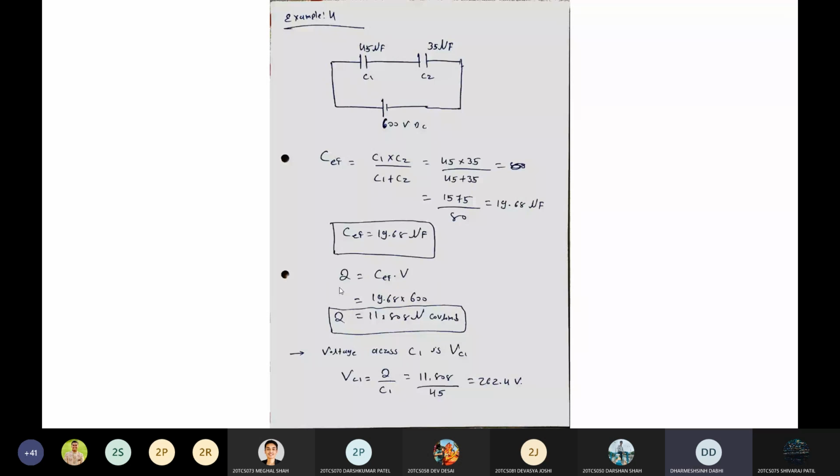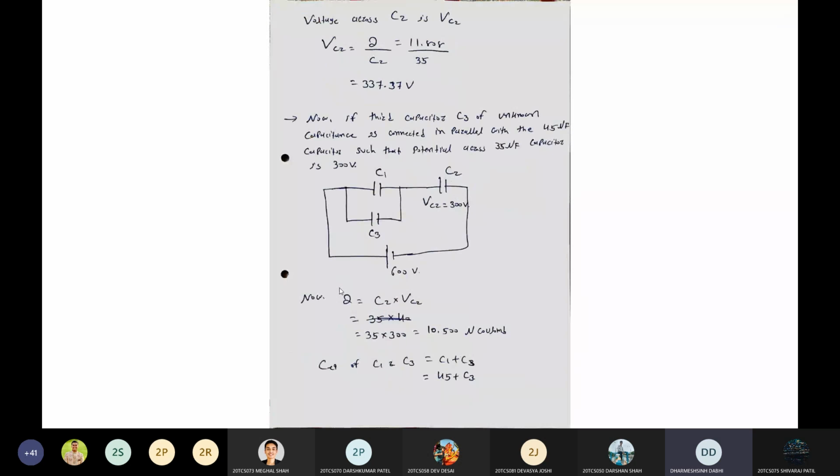Next, we get VC2 as 337.37. Now, our main problem is what? Now connect the third capacitor. I give it the name C3, which is an unknown capacitance across C1. C1 is 45 microfarad. And now, when you connect this unknown capacitance, C3 is negative.